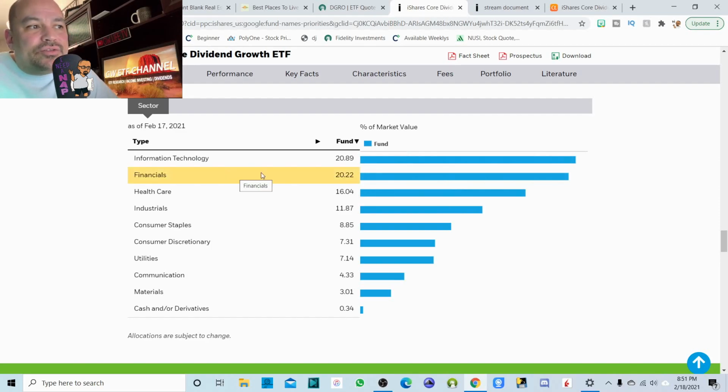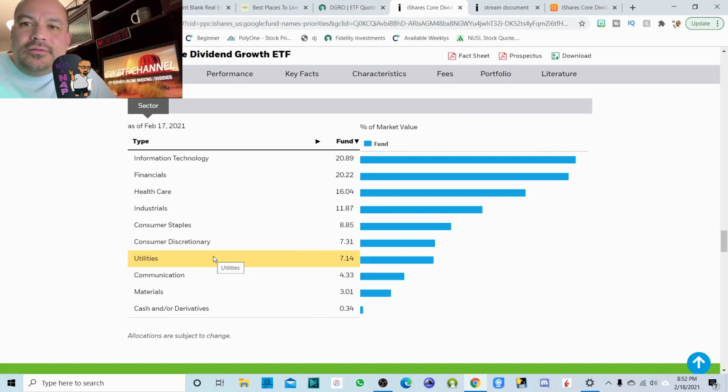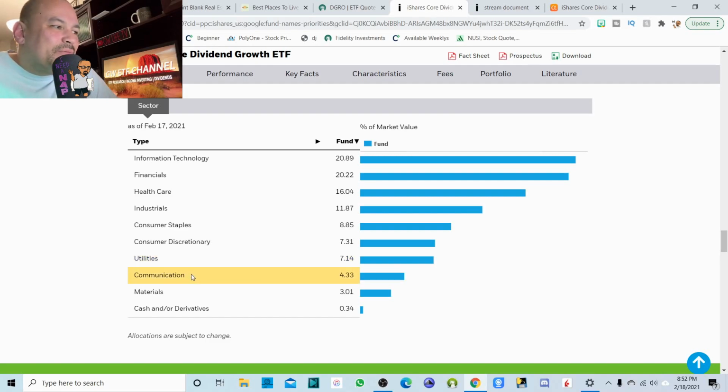And you've got financials at 20%, which has been strong in this past 6 months. It came on strong. Healthcare as well at 16%. Industrials at 12%. Consumer staples at 8.8%. Consumer discretionary 7.3%. Utilities at 7%. That's a nice life preserver, kind of a bond holding is how I like to see utilities. Communication at 4.3%, materials at 3%, and what else is it missing?